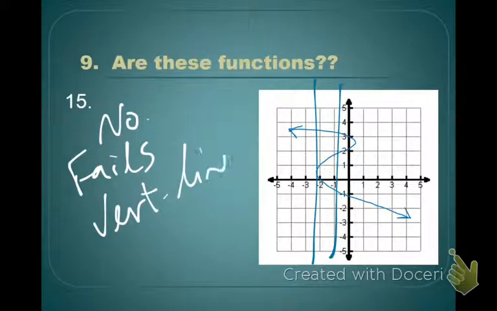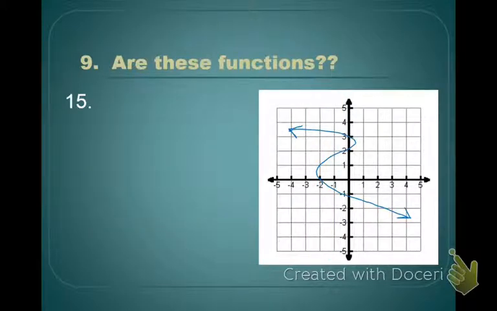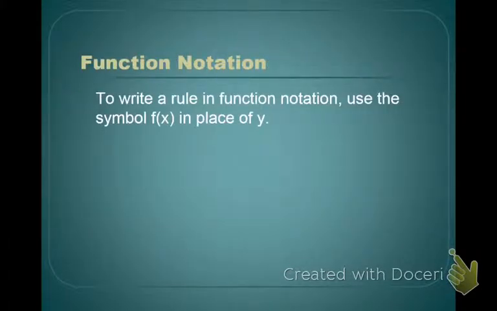Fails the vertical line test. Okay? Good. Pretty easy way to check if you have the graph. You won't always have the graph, but sometimes you will. Functions. If we've got a function, then we need to understand how to write that out, right?